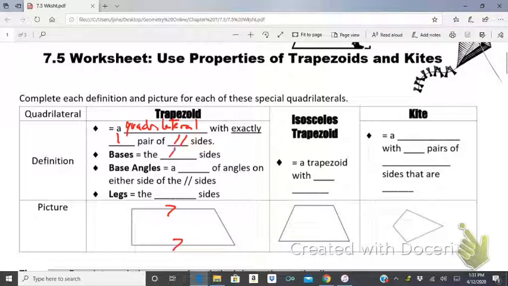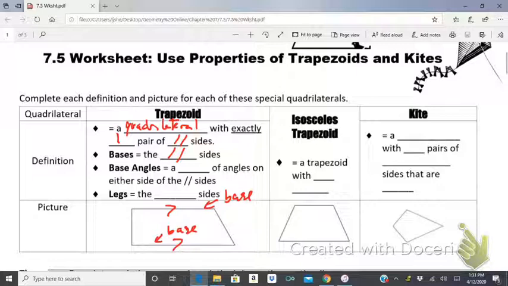Those parallel sides are called the bases. So this is a base, and this is a base. Okay? So the top and the bottom, or the parallel sides, are bases. So even if it's turned on its side, even if it's flipped, even if it's changed a little bit, the parallel sides are always the bases.